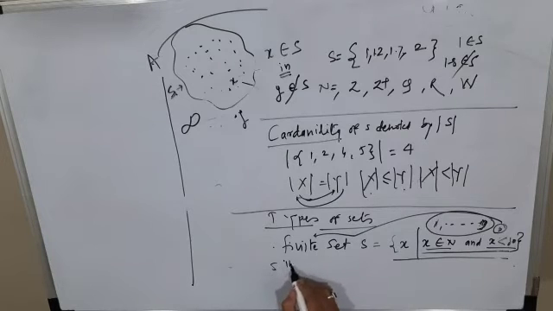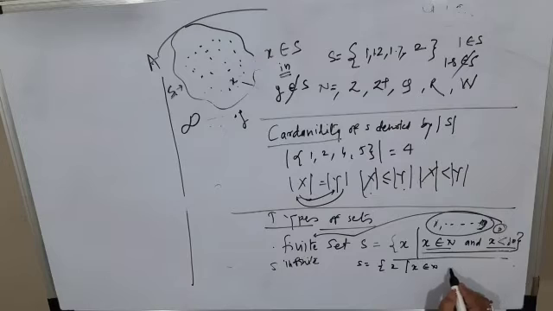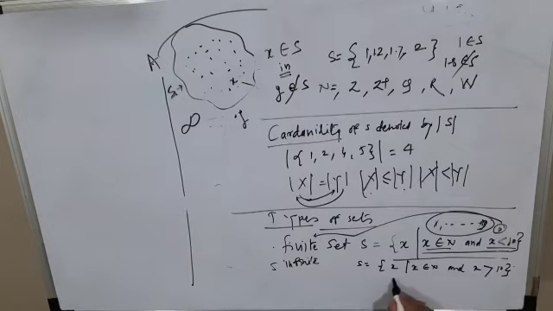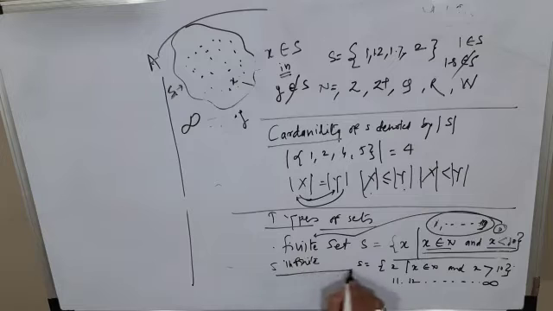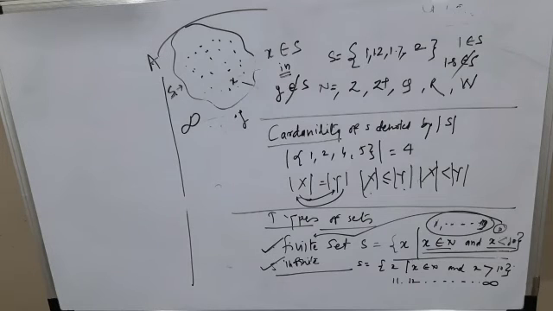So what is an infinite set? If I take S equals {x : x belongs to N and x is greater than 10}, then the elements go 11, 12 and so on, up to infinity. So it is called an infinite set. So two types of sets are there, the infinite set and the finite set.